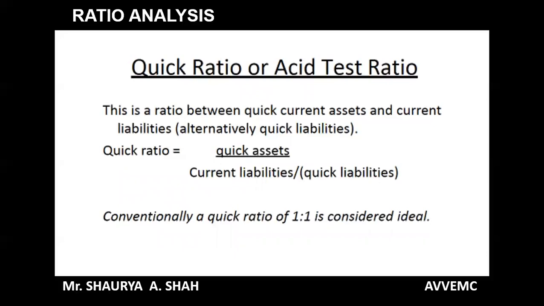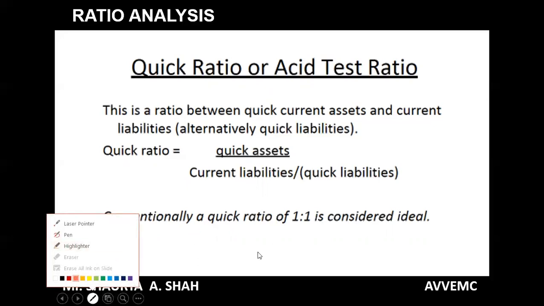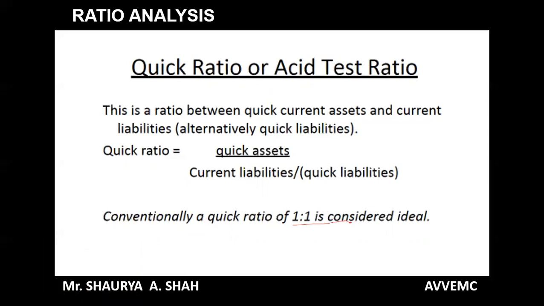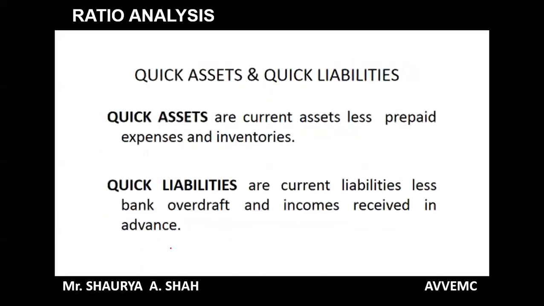Is it clear? Current liability is the same as your quick liabilities. Conventionally, a quick ratio of 1 is to 1 is considered to be ideal, right? So if you have 1 is to 1, it is considered to be ideal. But it is again not compulsory that it should be 1 is to 1 only. Fine. Moving ahead, quick assets are current assets less prepaid expenses and inventories. Generally, the stock is to be removed, and prepaid expenses, if any. Suppose prepaid rent is given, or any asset is prepaid, then it is removed.